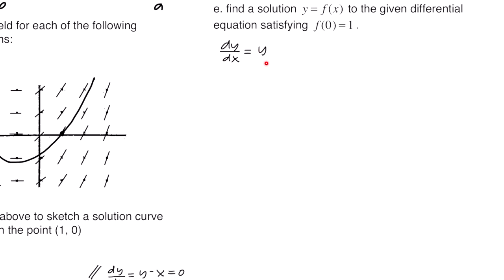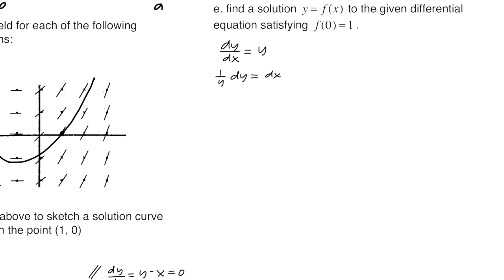So this is a proportion. You can think of this as y over 1. And anytime you have a proportion, things move diagonally across the equal sign. So this dx is going to come up to the right, and we're going to move this y down to the left. So you get 1 over y dy equals dx.